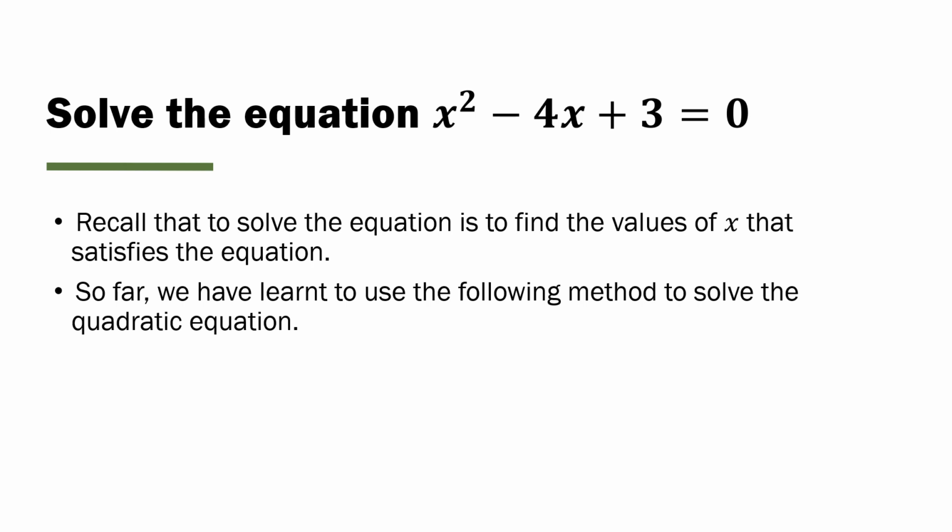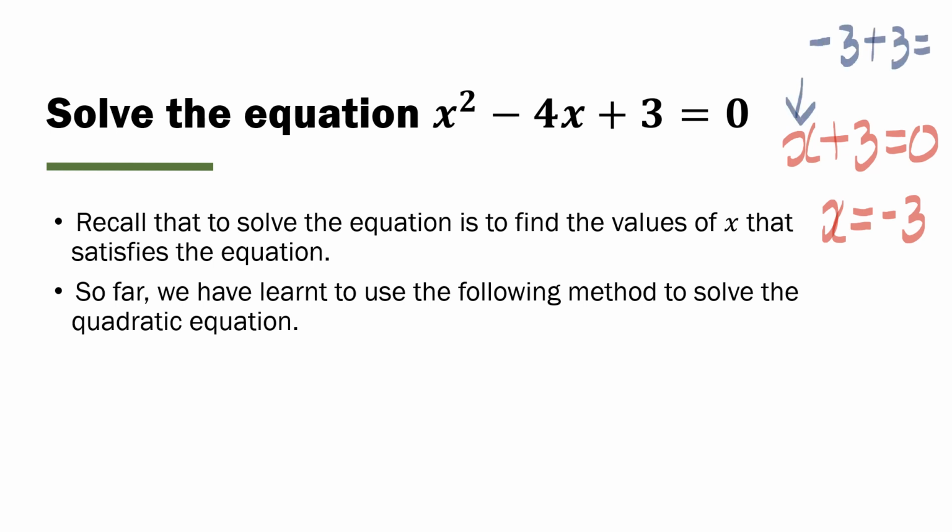What does it mean? If I were to give you a linear equation, x plus 3 equals 0, then the solution will be x equals negative 3. Because when you substitute x to be negative 3 here, negative 3 plus 3 gives you 0, which is the value you have on the right hand side. So x equals negative 3 satisfies this given linear equation. Right, so we're going to extend this knowledge to solving quadratic equations.